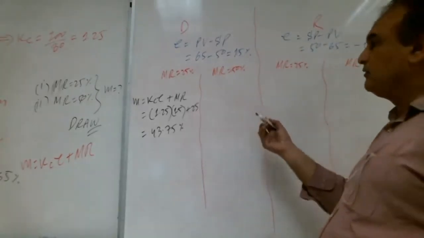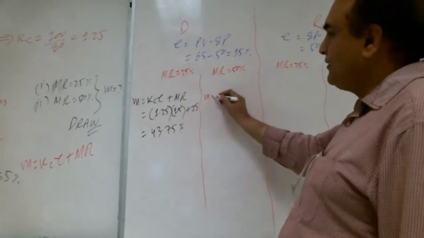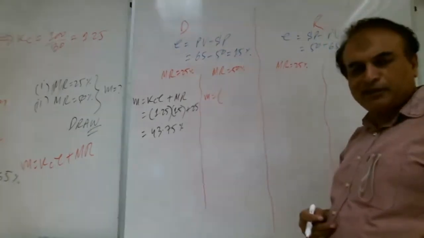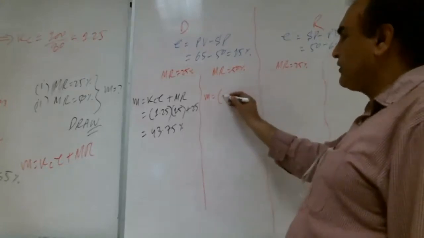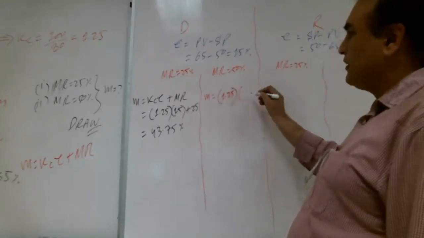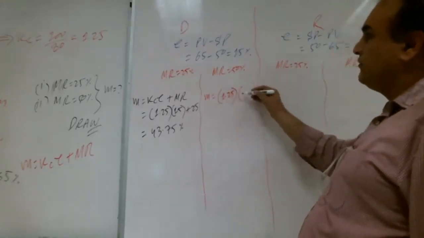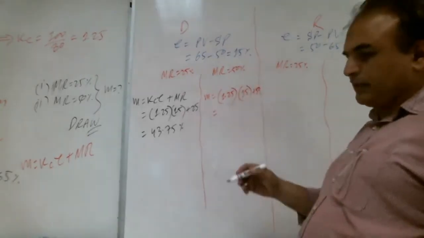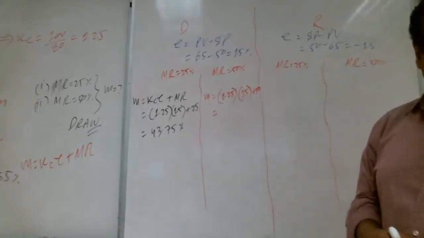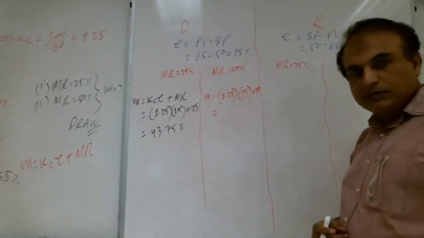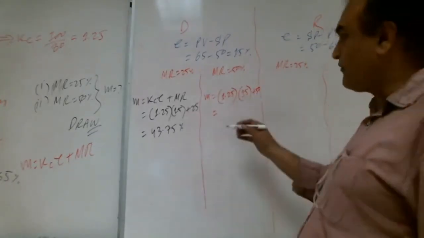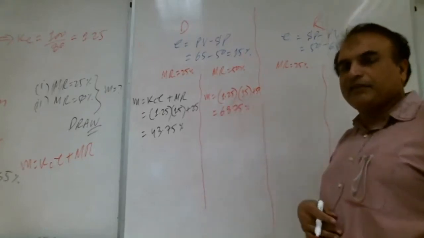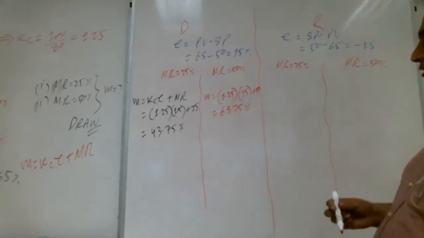Same here. M is equal to how much KC? KC how much, Shabab? 1.25. Very good. Lot of brothers, they are writing. MashaAllah. How much error? 15. How much MR? 50. Altogether how much, Shabab? 68.75. That's good. 68.75%. Very good, Shabab.